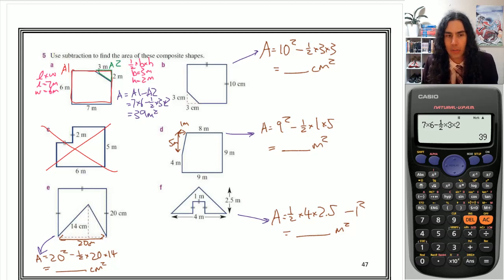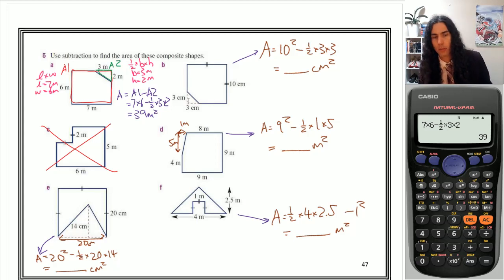And for D, you actually had to find those missing measurements, the 5 meters from 9 minus 4 and 9 minus 8. All the other ones, everything was given to you, no unit conversions. E, yeah, you have to see that top and bottom was 20, but that's it. All right, hey, that's how you do it.